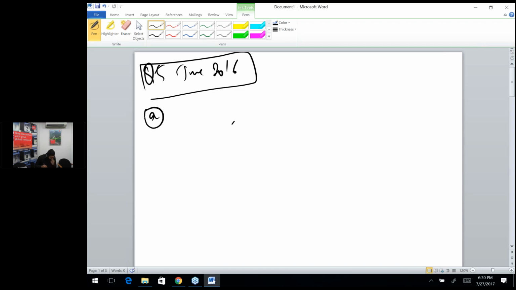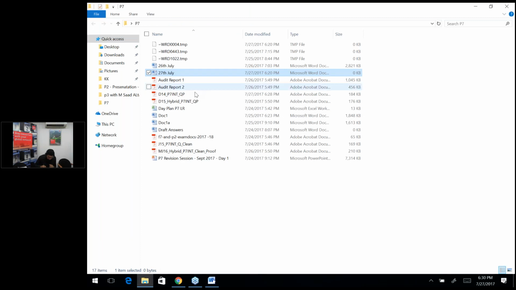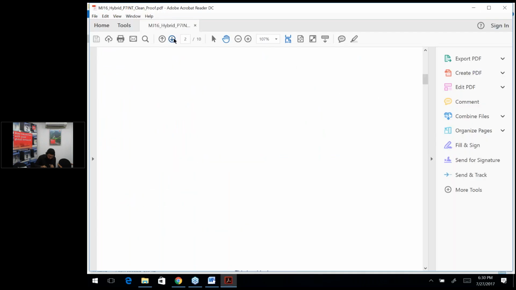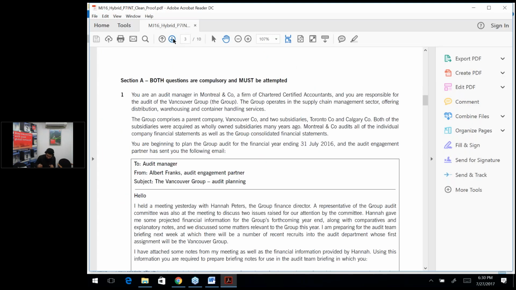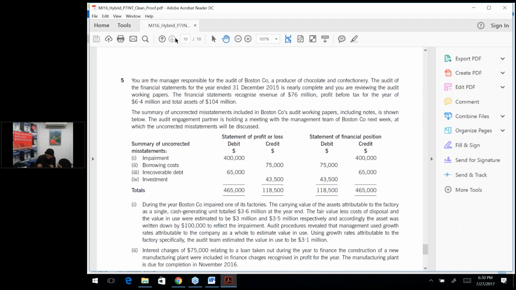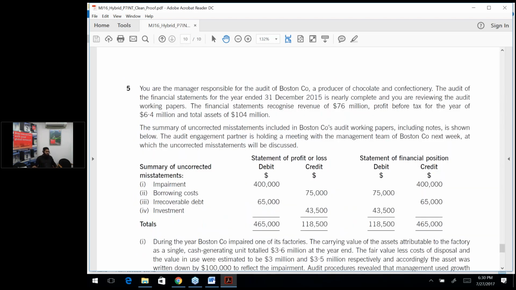Requirement A is: explain the matters which should be discussed with management in relation to each of the uncorrected misstatements, including an assessment of their individual impact on the financials. And assuming the management does not adjust any of the misstatements, discuss the effect on the audit opinion and the auditor's report. So let's have a quick go through of this question so we can move further. Take 3-4 minutes and go through this area.